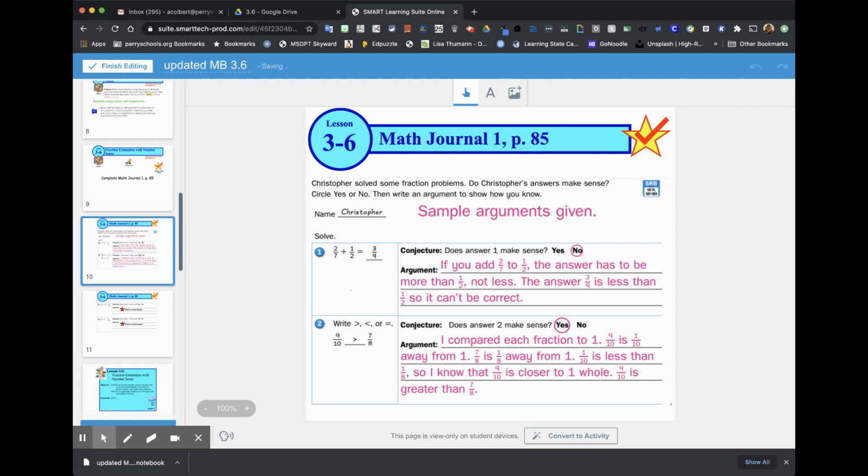For number 2, the answer is yeah, it does make sense. You can compare each fraction to 1. 9/10 is only 1/10 away from 1. 7/8 is 1/8 away from 1. 1/10 is less than 1/8. So you know that 9/10 is closer to 1 whole. 9/10 is greater than 7/8. You could have drawn a number line and placed those on the number line. You could have done fraction circles. You could have drawn out squares and shaded. Whatever method worked best for you.